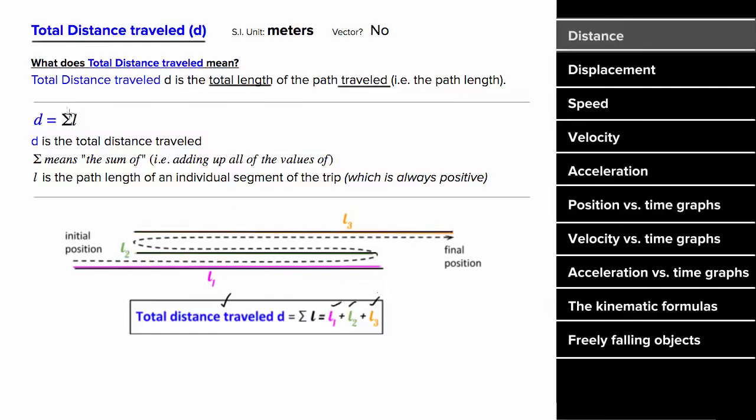And that's why a formula for distance can be thought of as the summation of all the individual positive path lengths. The units for distance are meters. It is not a vector, and it's always positive or zero. It can never be negative.